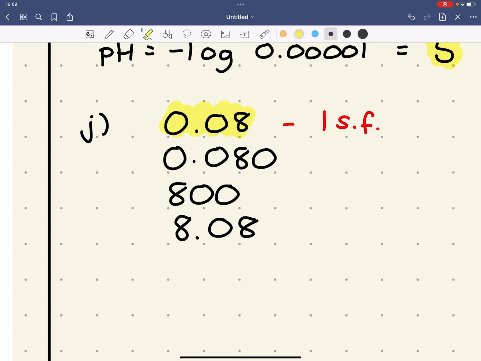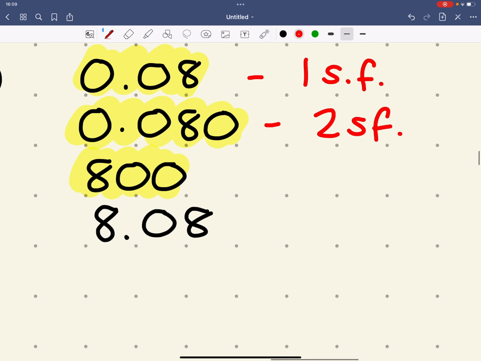And we can see that this one here, well, this is incorrect. This contains 2 significant figures. This one here could be 3 significant figures. However, it could also be 1 or 2 significant figures. We don't know. So this, we just don't know. It could be 1 significant figure. It could be 2 significant figures.